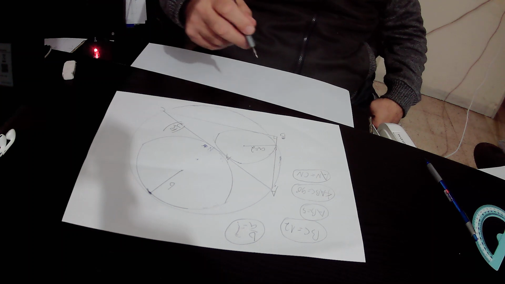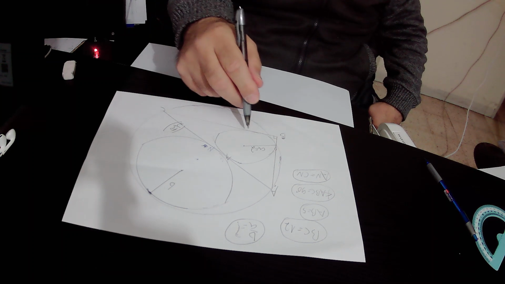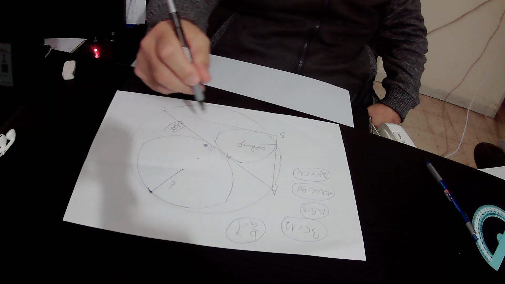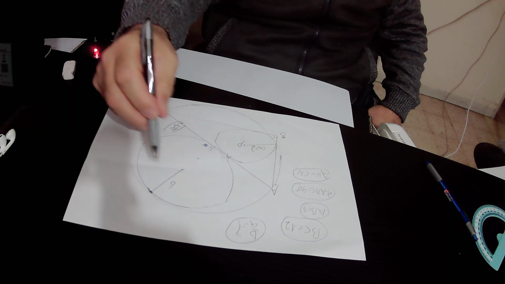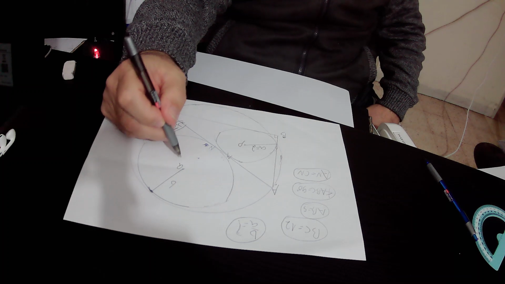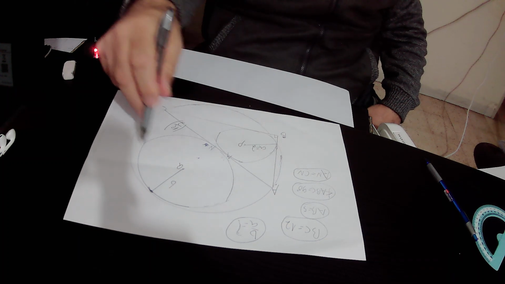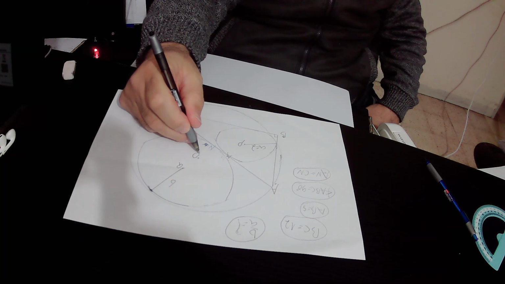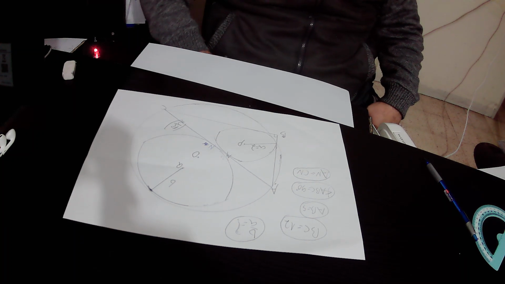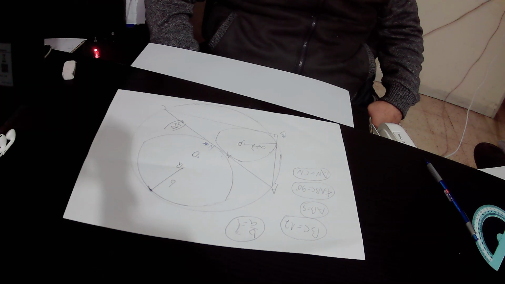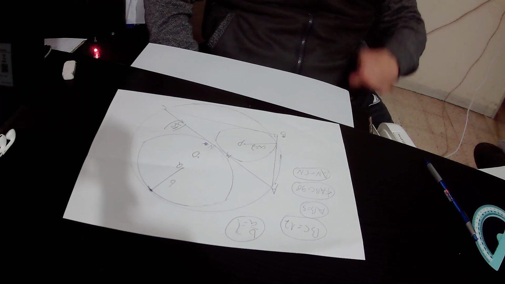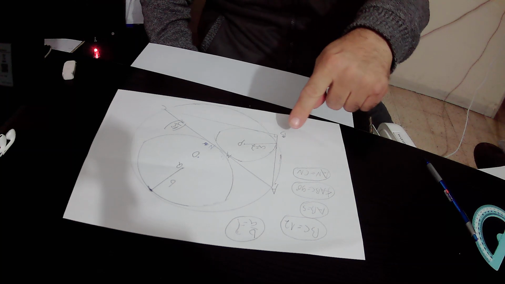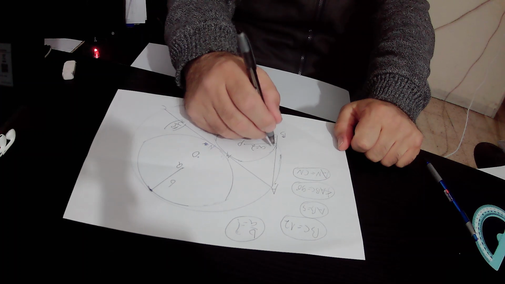In the next step we will define the center of this circle as P. We will define the center of this circle as Q. And finally we will define the center of the bigger circle. Here this point is O. We will define the point of tangency of tangent AB with this circle as T.